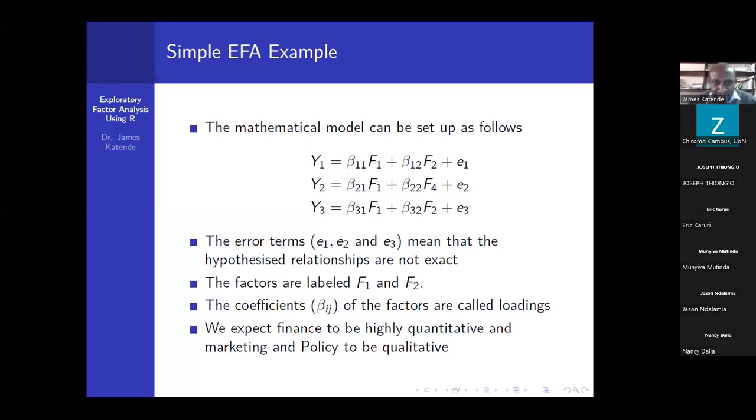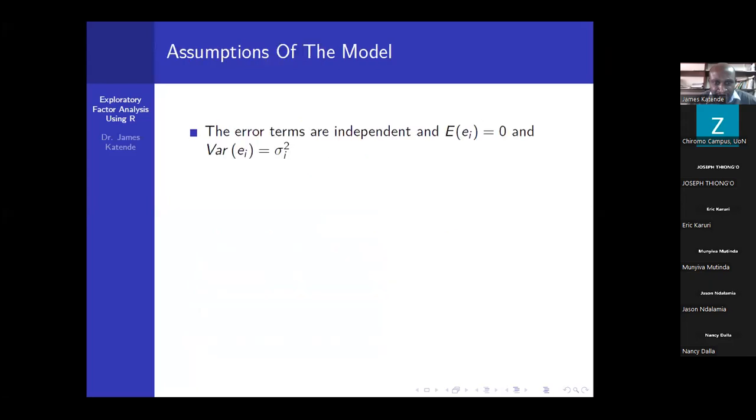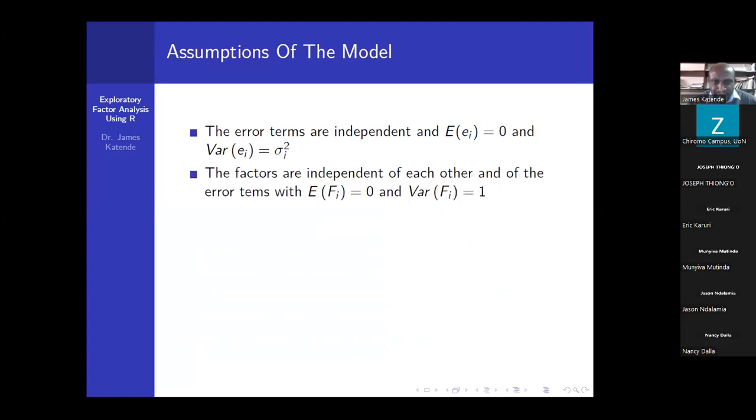There are some assumptions on the model, and we assume that the error terms are independent and have a mean of 0 and a variance. Each of them has a different variance, sigma I, for each of the variables. And we also assume that the factors are independent of each other and independent of the error terms. They have variance of 1 and mean of 0.